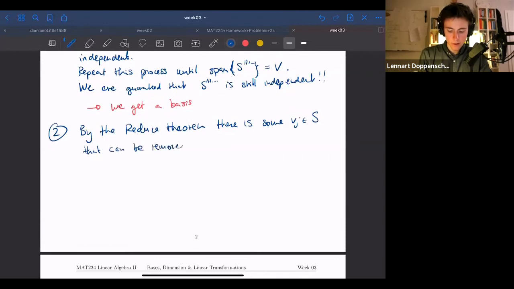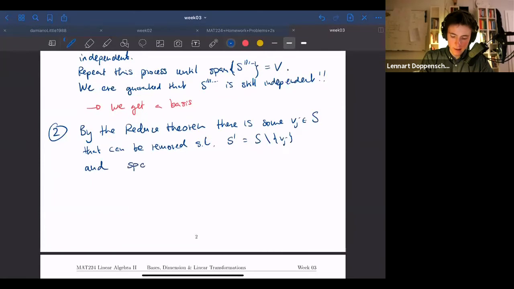So for some index, some vector Vj in there, that can be removed, such that S prime, which is S without Vj, and now we removed one. I don't know, did I have better notation before? Let me check what I wrote earlier. No, I think this notation is fine. And the span of S prime is still the span of S, which is V, which is unchanged.